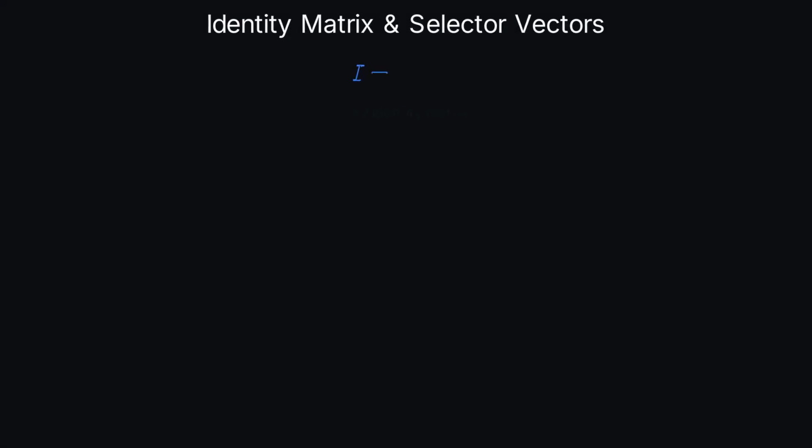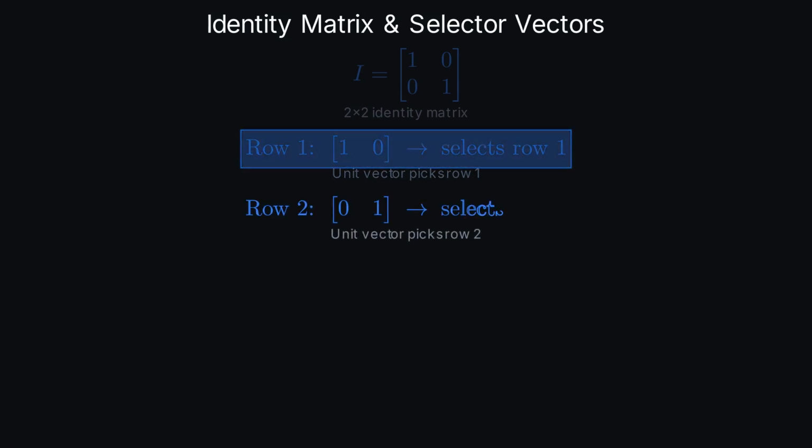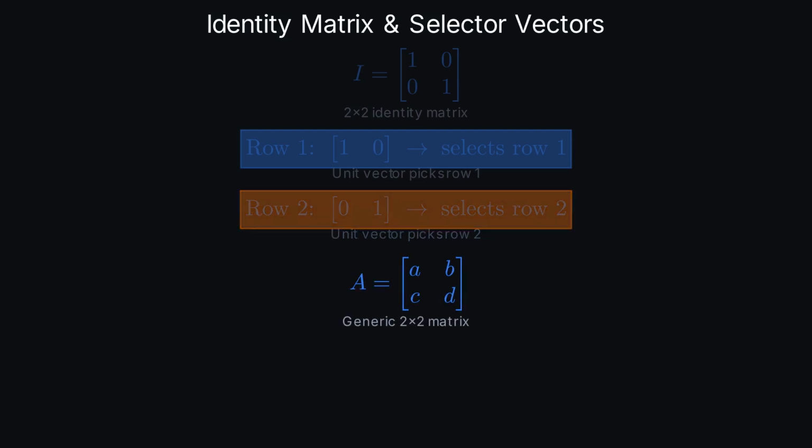The 2x2 identity matrix I equals the matrix with entries 1, 0 in the first row, and 0, 1 in the second row. Multiplying any matrix by I leaves it unchanged. Here's why. Each row of I acts as a selector. Row 1 is the vector 1, 0. It picks out row 1 of whatever you multiply. Row 2 is the vector 0, 1. It picks out row 2.